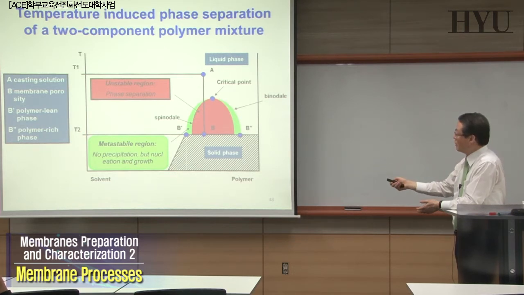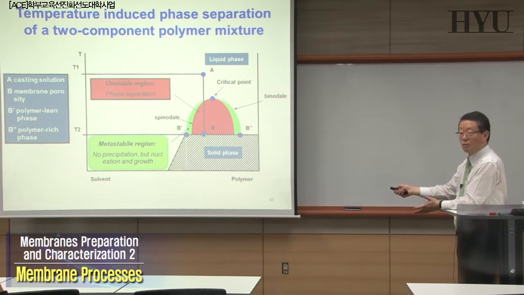You start to crystallize, and pass through this unstable region, and then finally reach point B, where point B is the point with the membrane formation. Okay? Now for this point B, you have two points, B prime and B double prime.